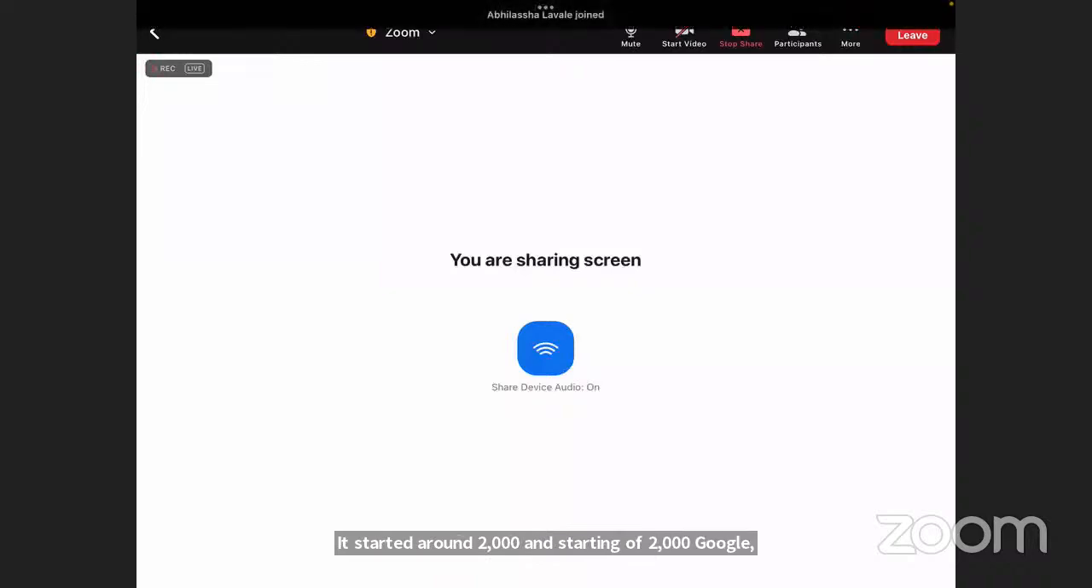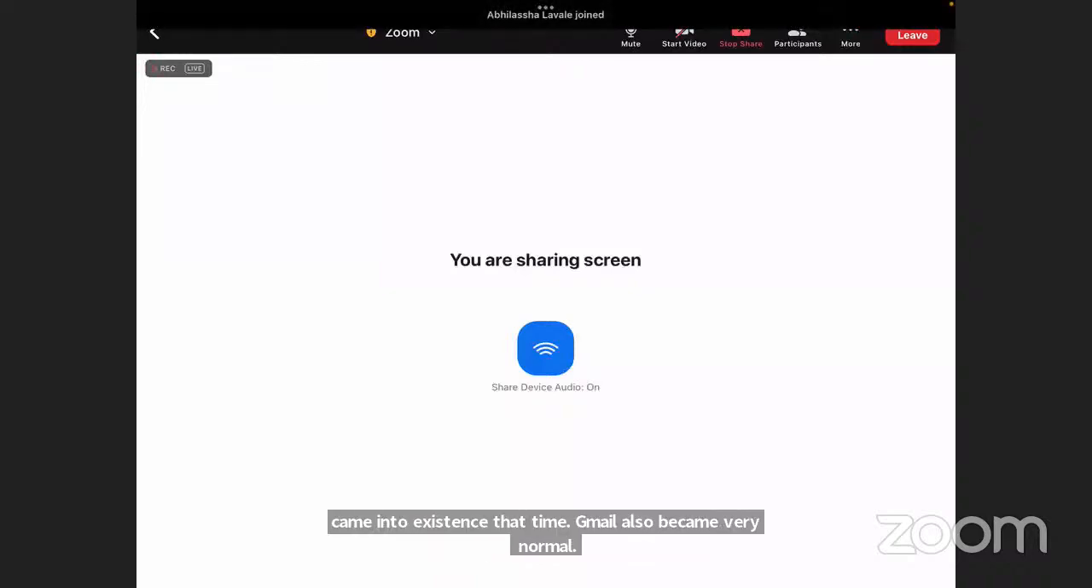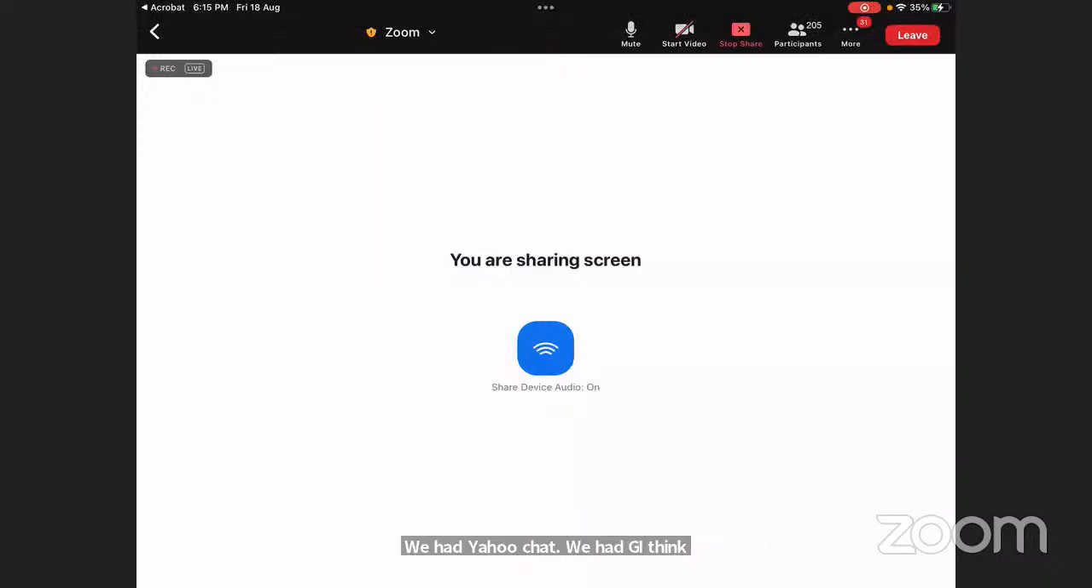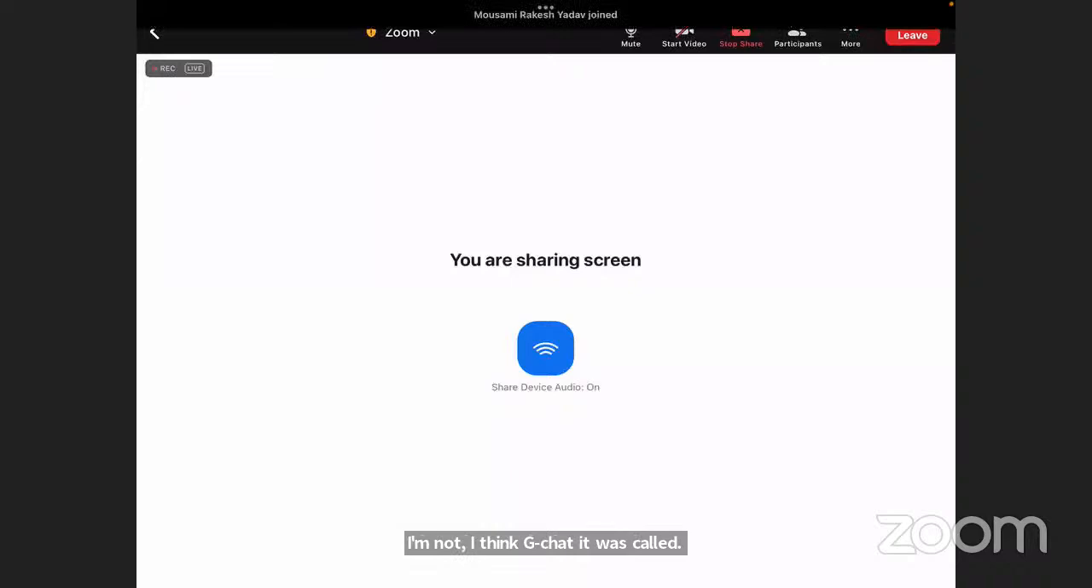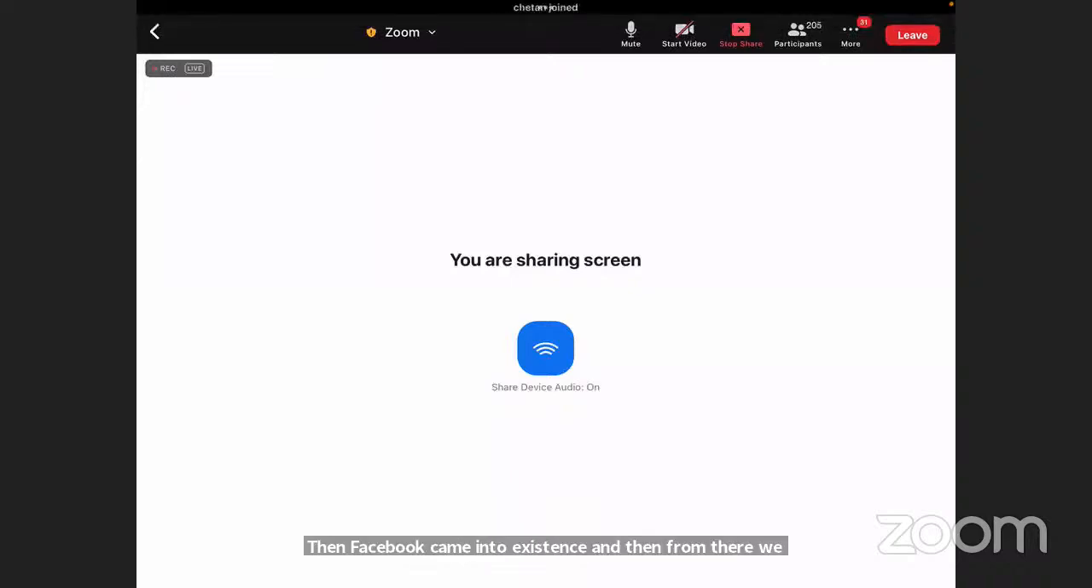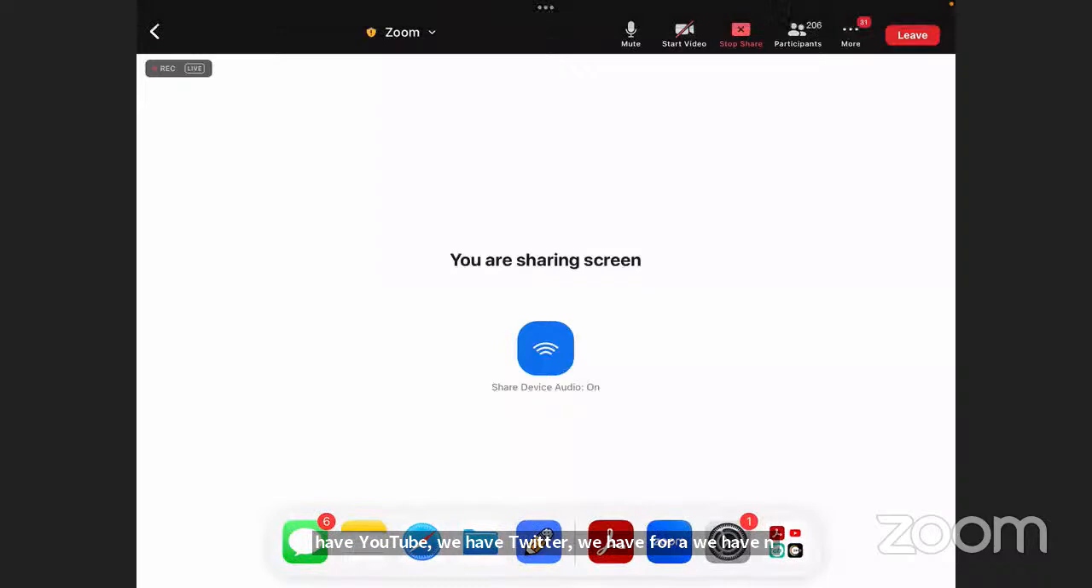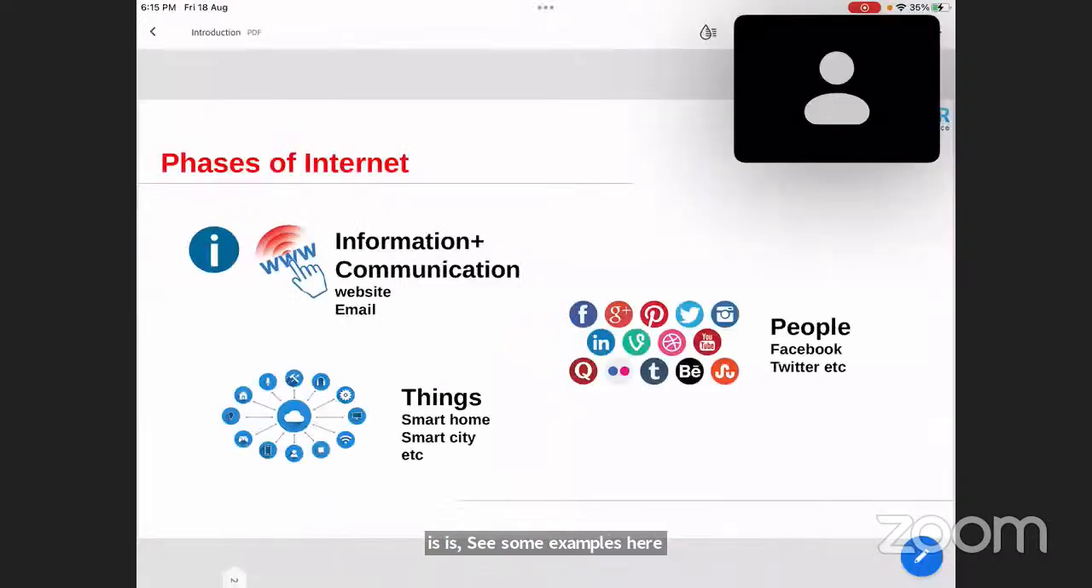We had Yahoo Chat, and I think G Chat it was called. A lot of chat-type things came, and then social media: we had Orkut, then Facebook came into existence, and from there we have YouTube, Twitter, Quora, and n number of things now. You can see some examples here in the images I've put. So this was the people era, which was the major thing till around 2010.